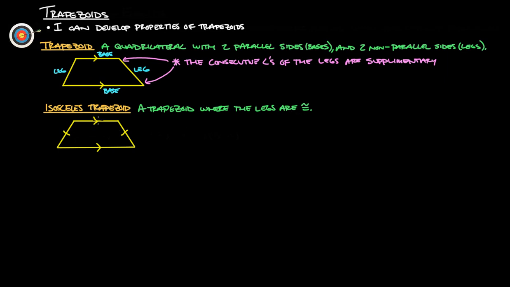An isosceles trapezoid is a trapezoid where the legs are also congruent. Okay, so the base sides are still parallel, and then these legs are congruent. That's called an isosceles trapezoid.